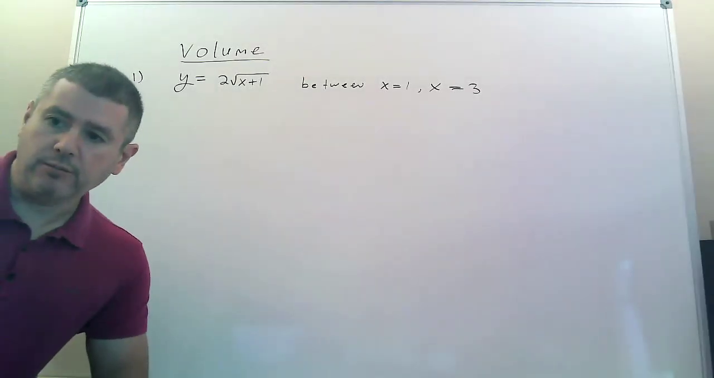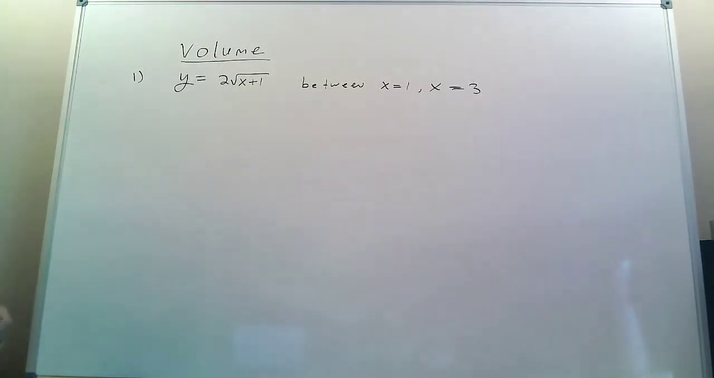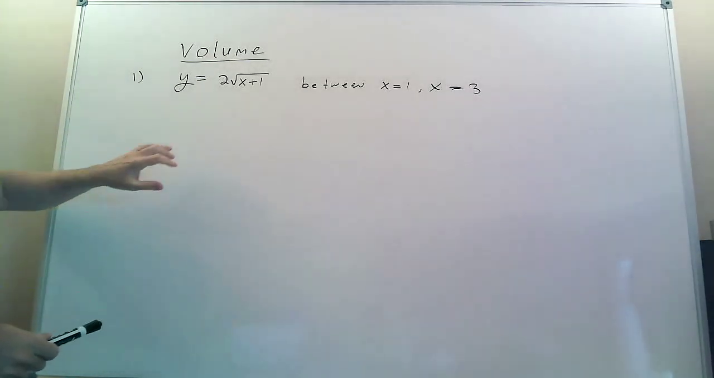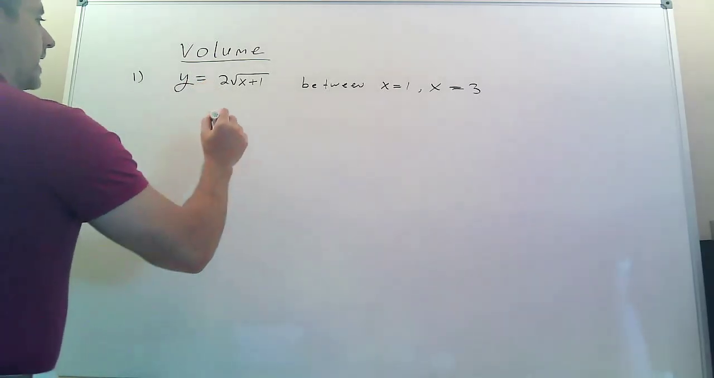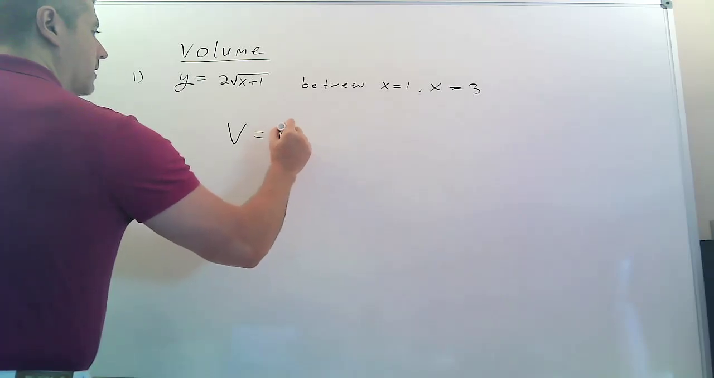All right, so this is the volume of revolving a shape around the x-axis. I'm not going to revolve around the y-axis or other things because they get more complicated. So again, very simple formula, like I showed in class. I'm going to put the pi out here.